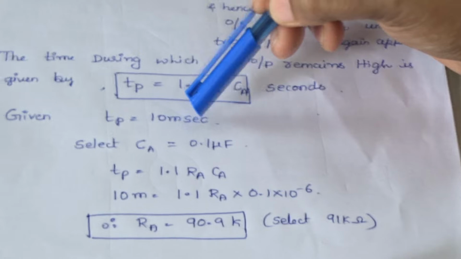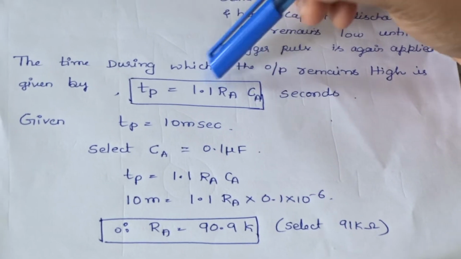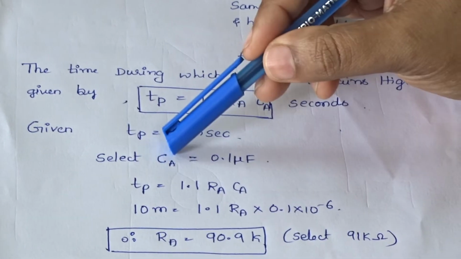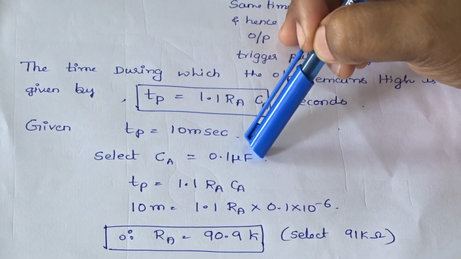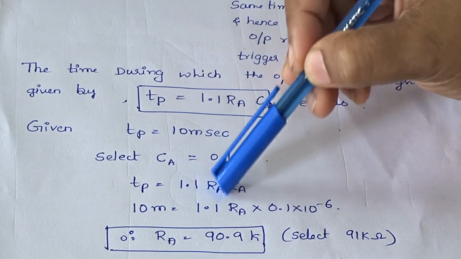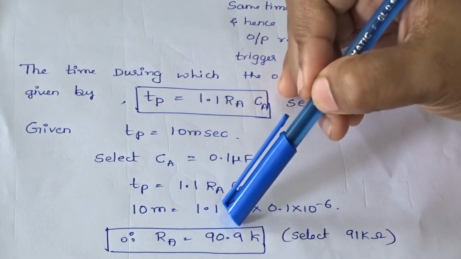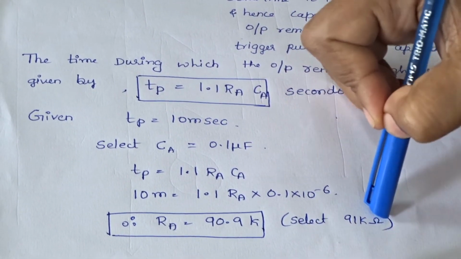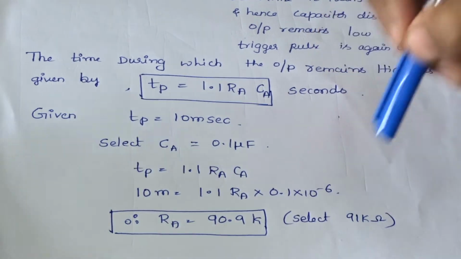So TP is equal to 10 millisecond. The two unknowns are there, so we need to choose the capacitor value CA as 0.1 microfarad. If this is 0.1 microfarad, then we calculate the value of RA. So RA we obtain as 90.9 kilo ohm, and we are going to choose a standard resistor of 91 kilo ohm.